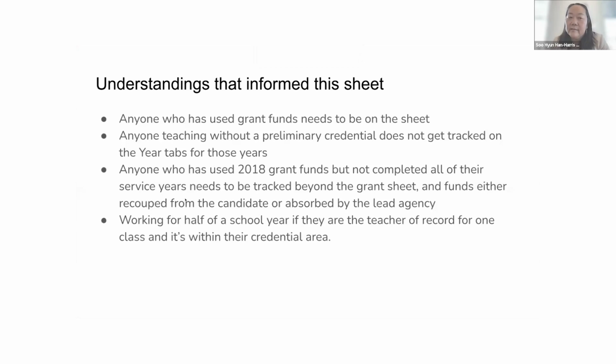These were some of the learnings. Again, anyone who's used grant funds needs to be on the sheet. Anyone teaching without a preliminary credential does not get tracked on the year tabs. But of course, it would be useful to track them informally for those who are coordinating the program. Anyone who's used grant funds for 2018 but hasn't fulfilled their service commitment years needs to be tracked beyond the grant reporting. And anyone working for half a year with their preliminary credential as a teacher of record can count that year towards their service year.